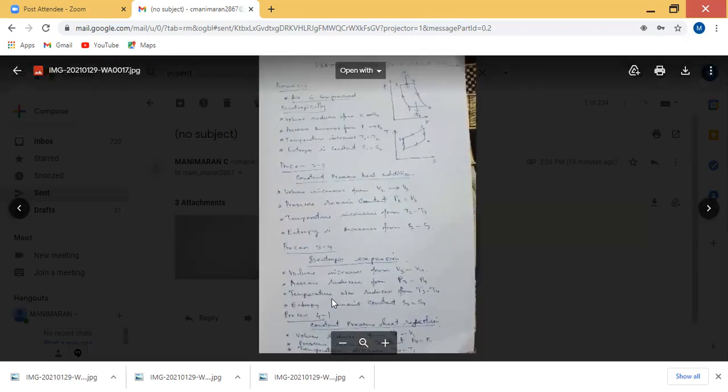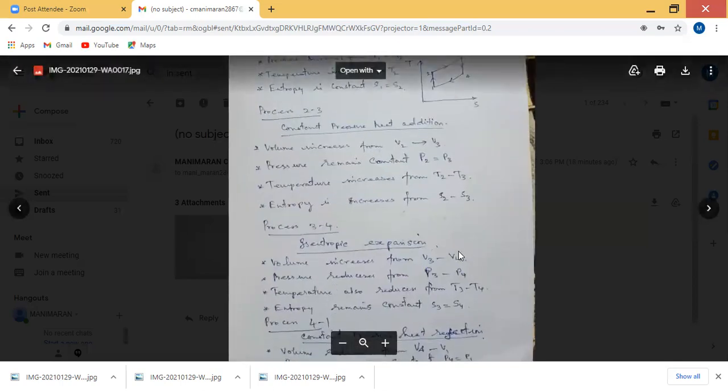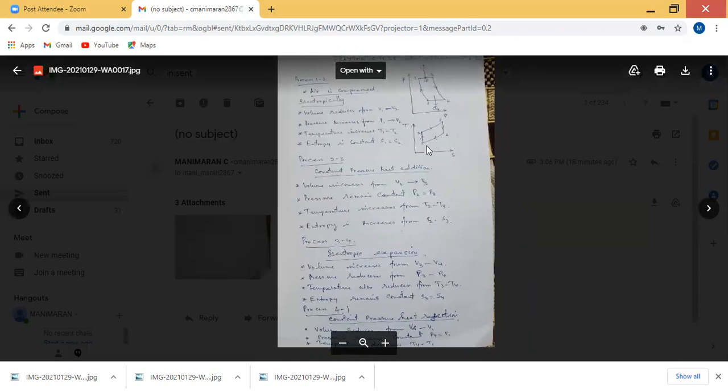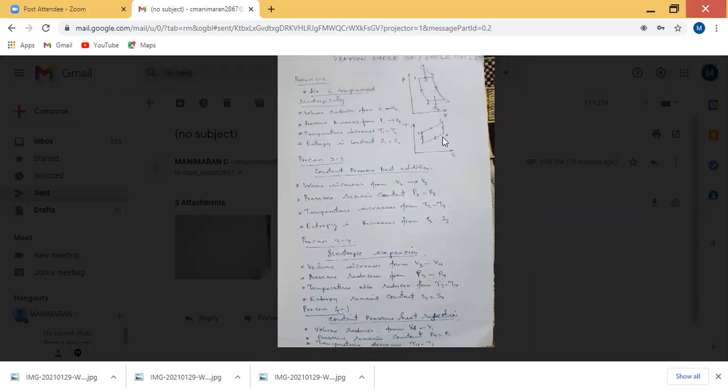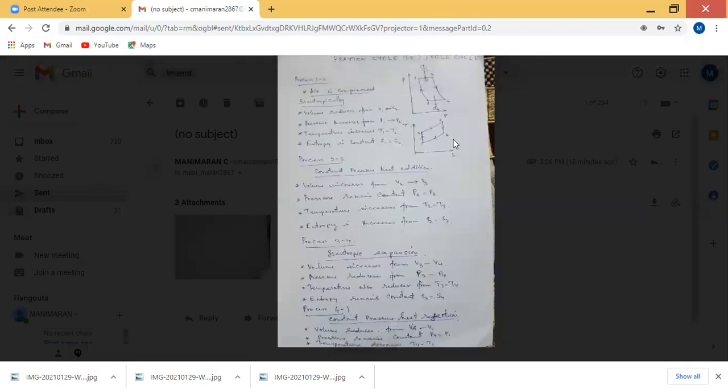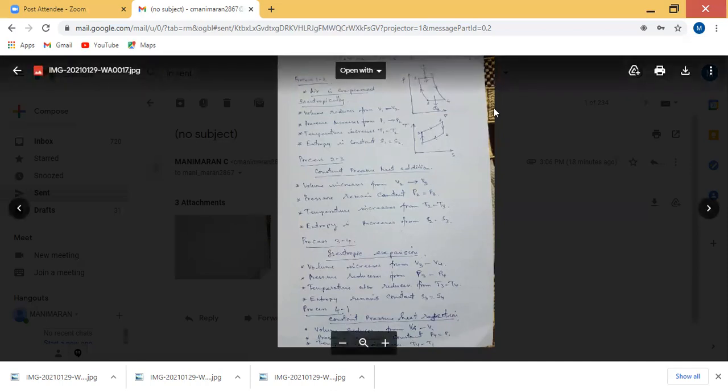Then 4 to 1 is constant pressure heat rejection. The volume reduces from V4 to V1, the pressure reduces from P4 to P1, then the temperature also reduces from T4 to T1, and the entropy also decreases.